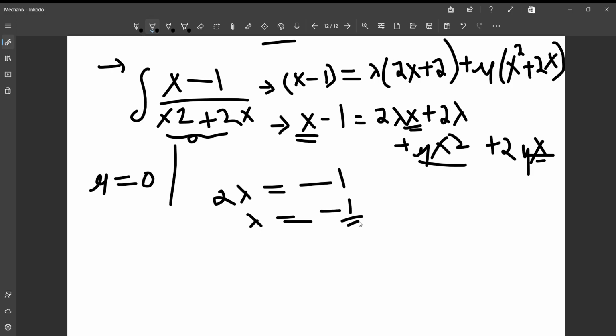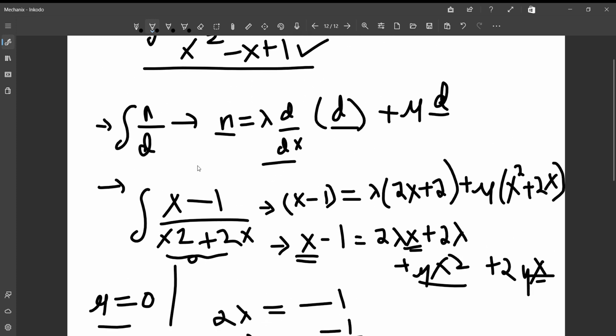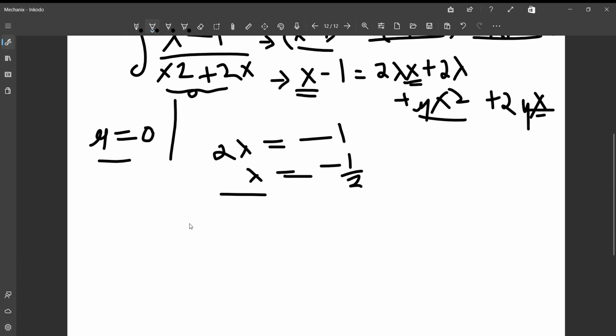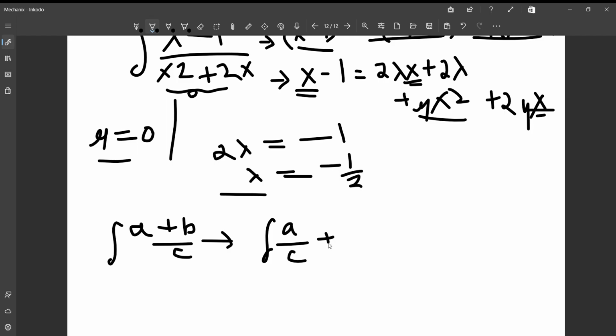Now you might wonder, why did I do this in the first place? So I did this because by doing this, I'm actually breaking down the numerator into two parts. And once I break the integral into something like a plus b by c, I can just simply do this as integral a by c plus integral b by c. But why take the derivative of the denominator as a coefficient for lambda and mu? Well, that's another good question.